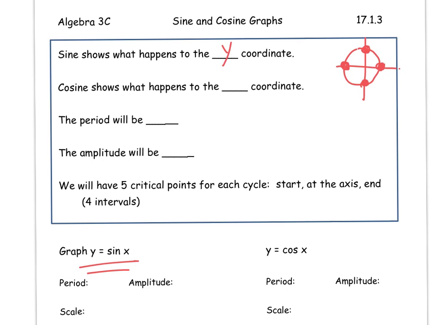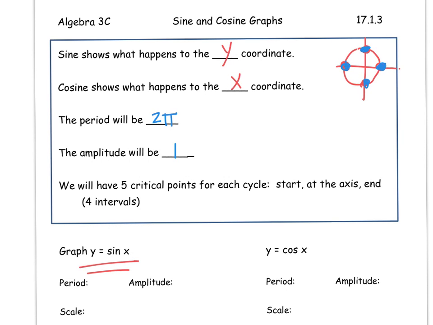Now my cosine is my x value. So my x value starts at 1 here, then goes to 0, then -1, then 0, then 1. Okay? Your period, all the way around, will be 2 pi, and your amplitude is 1 because that's how high the unit circle goes.